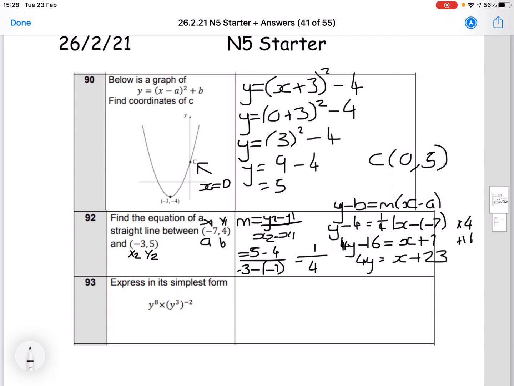The answer sheet for this today has the x on the left, so it says 4y minus x equals 23. Any form of that equation is fine to leave it as. I don't mind, either way is fine.